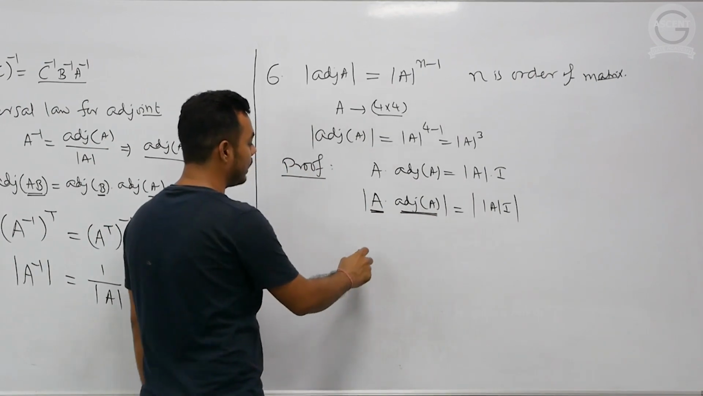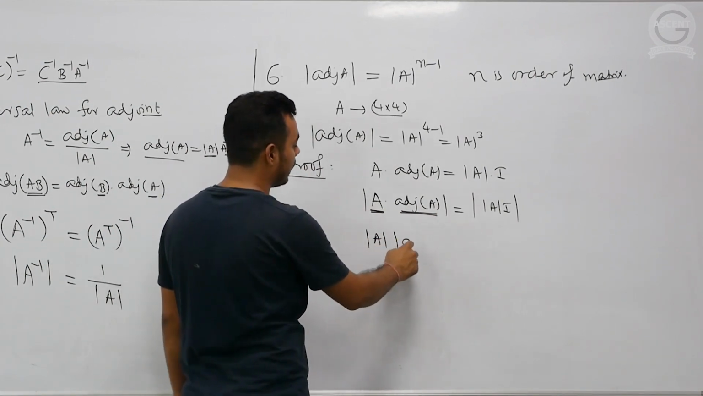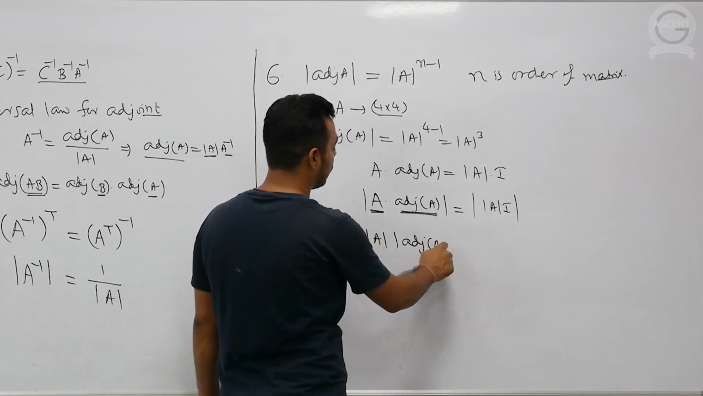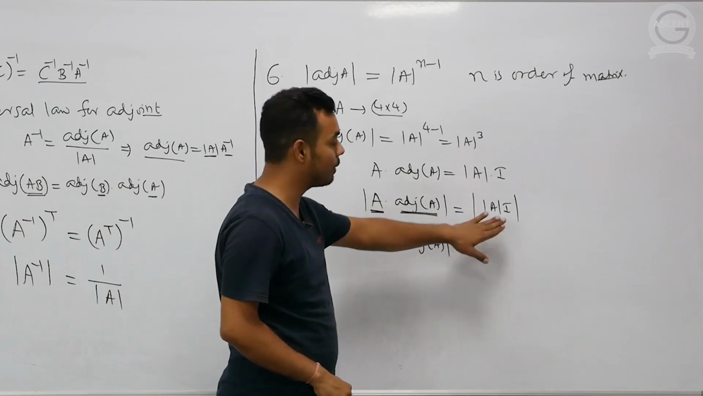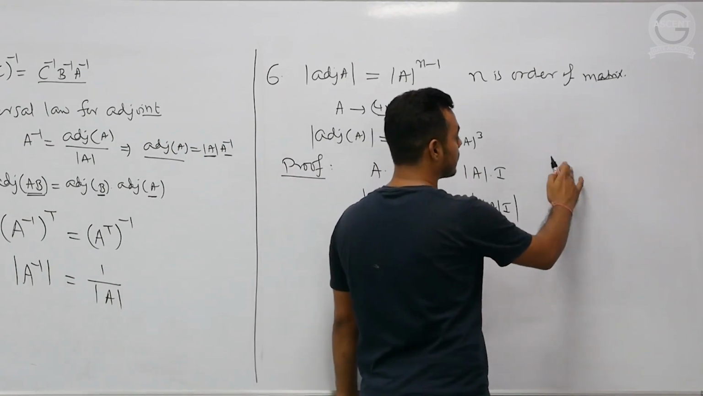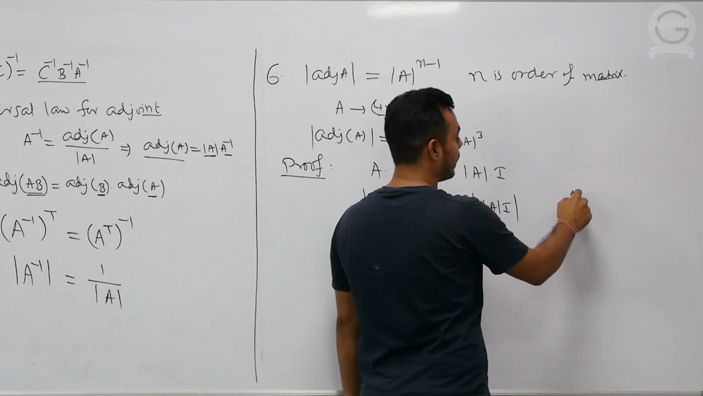So you can separate the determinant. We can write this as determinant of A into determinant of adjoint of A, and now here we have to apply one very interesting property. This we have discussed in multiplication of a matrix by a scalar.